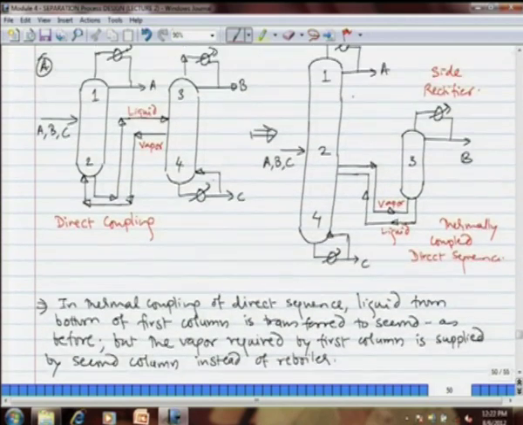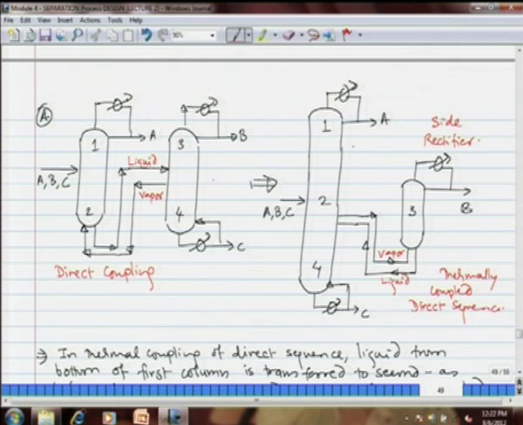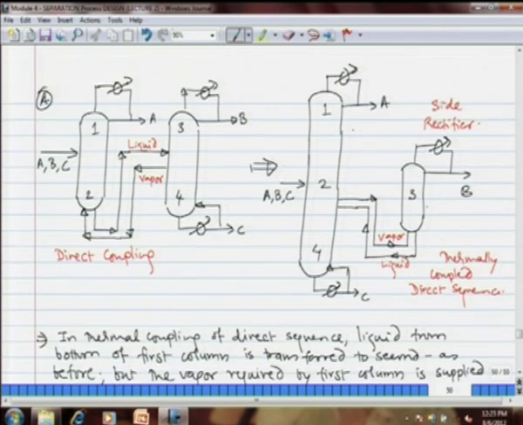Now, these kinds of columns can be coupled as follows: each column we divide in two parts, first column 1, 2, second column 3, 4, and then you can put the fourth section, that is the second section of the second column, below 2, that is below the bottom section of the first column, and then you can have this kind of a sequence 1, 2, 4 and 3, and column 3 is a small column that takes vapor from the main column and returns liquid to the main column. So, that is the thermally coupled direct sequence.